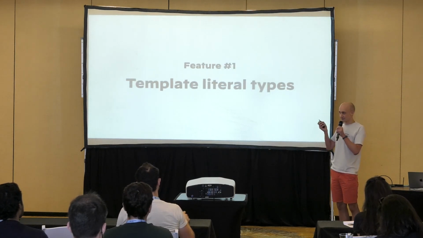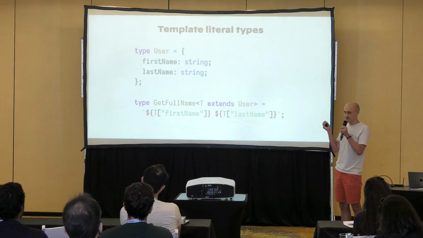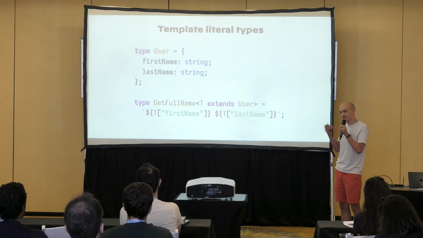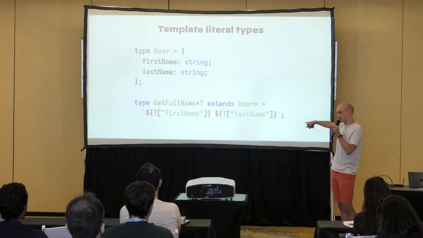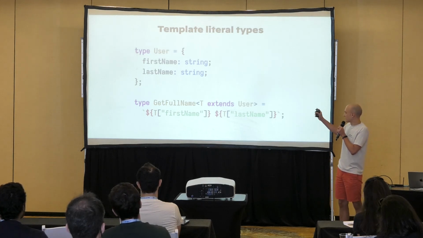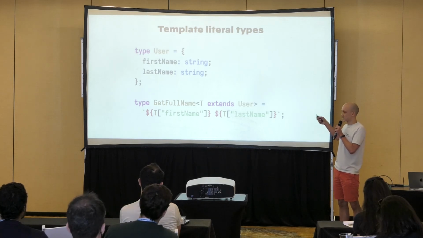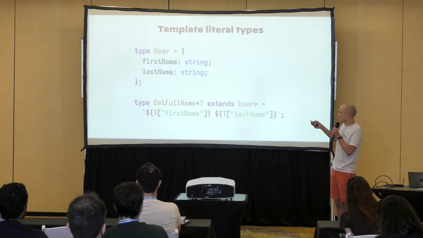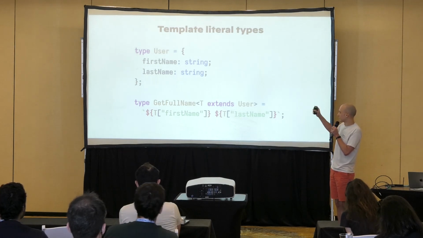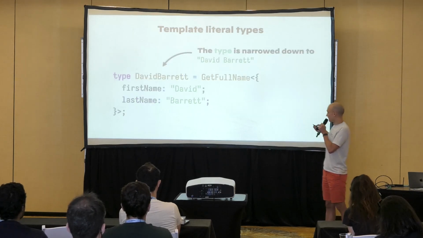First feature, template literal types. Actually, it's really easy. It's the same as in JavaScript, you know? At type level, you can do string interpolation. Here, I have a type, GetFullName. It takes T, which is a user, and it returns a type which is the concatenation of first name, space, last name.